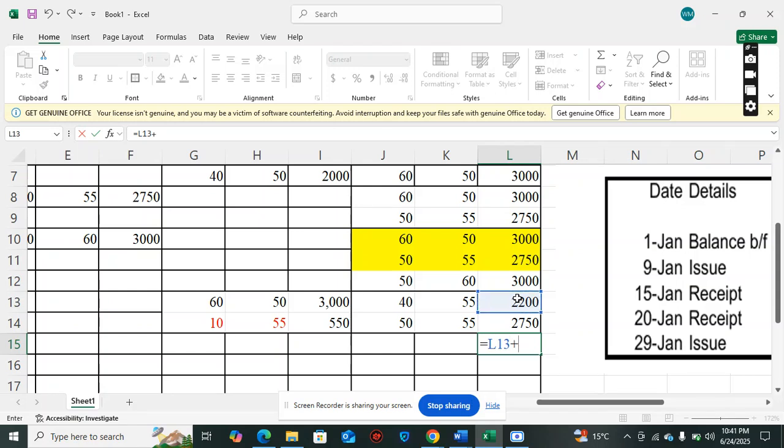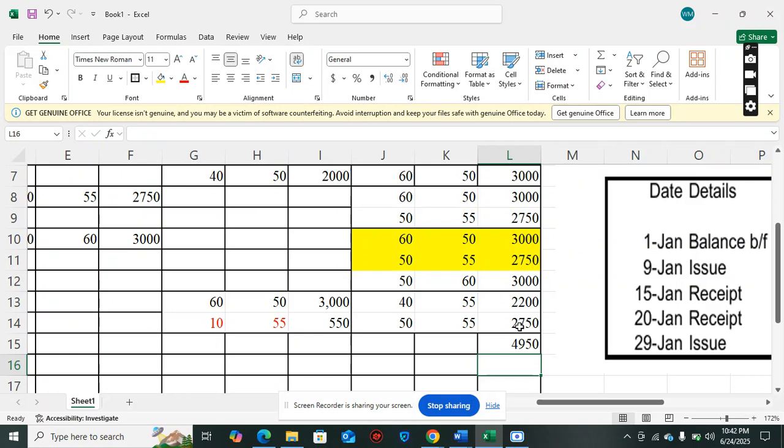Okay, so you just total up these two values, 2,200 plus 2,750. That is 4,950. That is the value of your closing inventory. And that's the amount that is taken to the financial statements and the balance sheet.